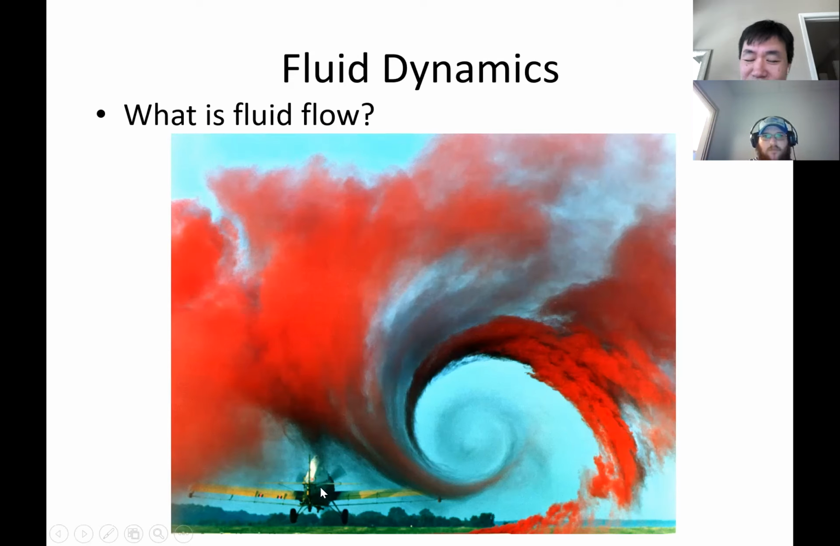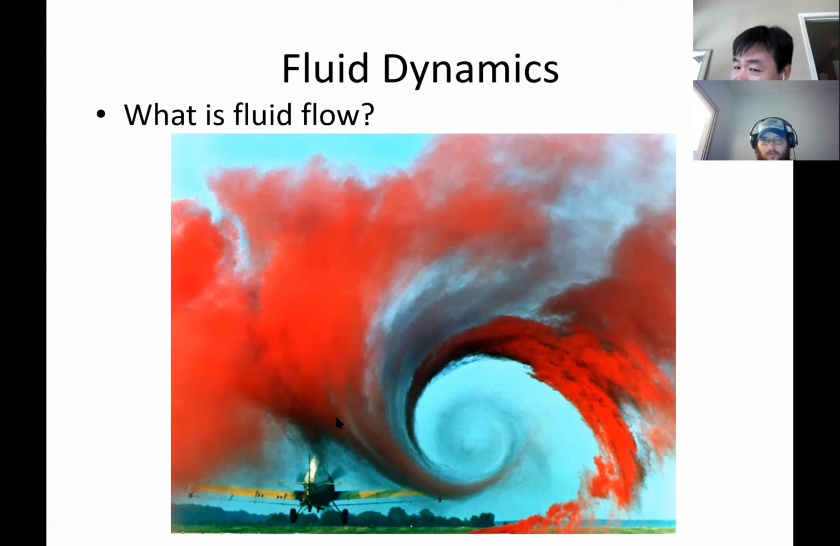First of all, did you see the small airplane down there? This is actually the wake, the flow behind this airplane, which is taking off. First of all, this picture tells you that fluid flow is pretty difficult to study because it's invisible.